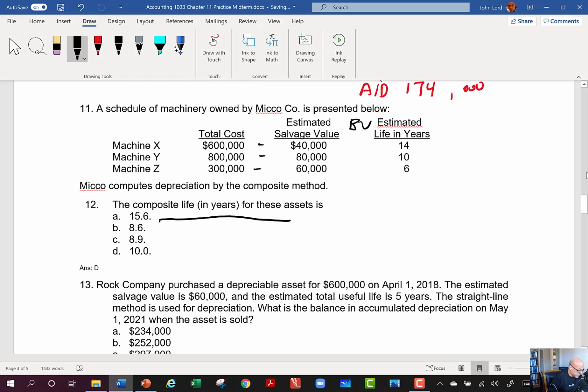So 600,000 minus 40,000 is 560,000. Then the next one: 800 minus 80 gives me 720,000. And then 300,000 minus 60,000 gives me 240. Then I divide that by the respective lives, and that gives me 40,000 per year for machine X.